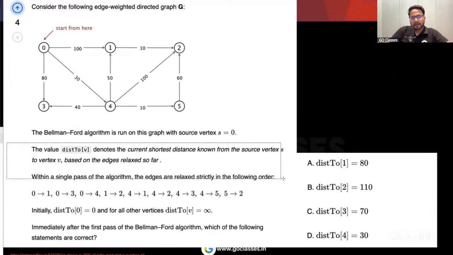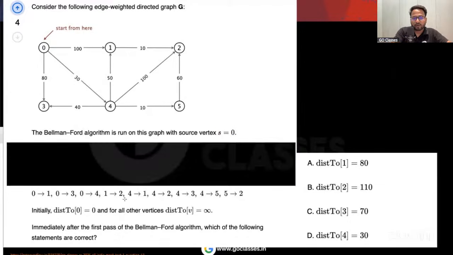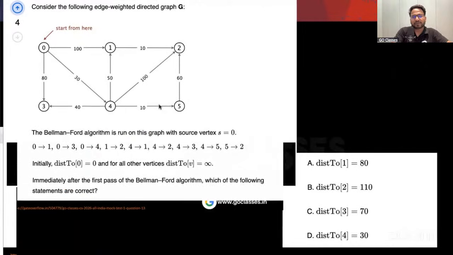Then they are saying the algorithm follows strictly this order for the relaxation. So it is the Bellman Ford algorithm, and it is following strictly this order. So let's just solve this question. It is an easy question only.